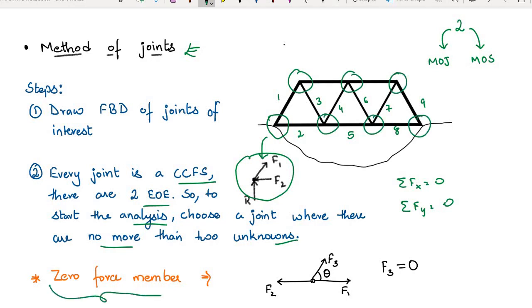Now there are some cases of zero force members where for a 3-member joint, if two forces are at 180 degrees to each other, then the third force will be equal to 0.